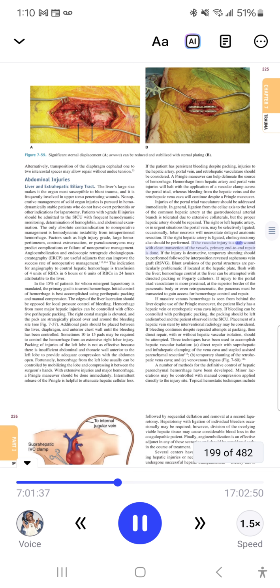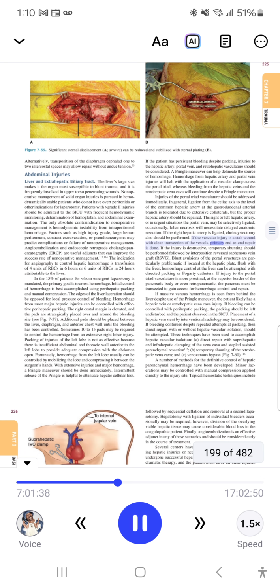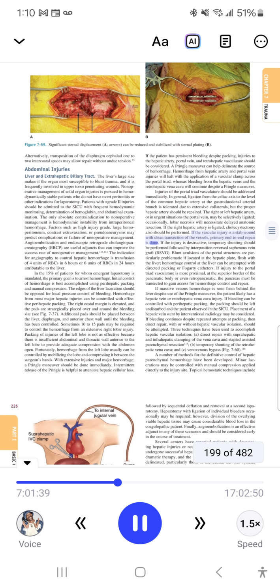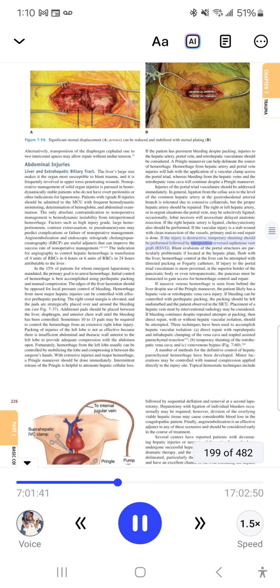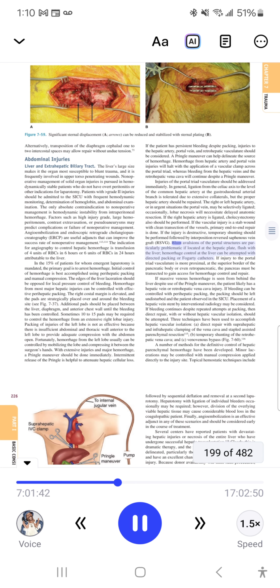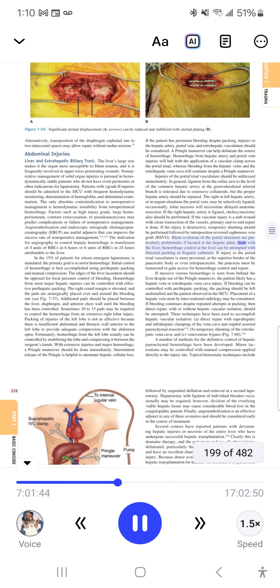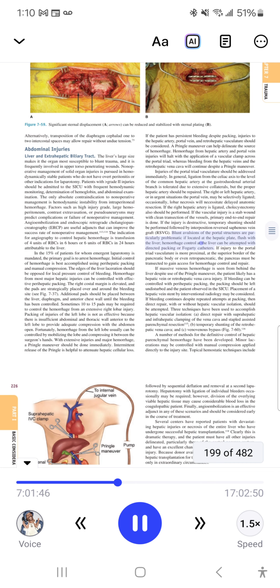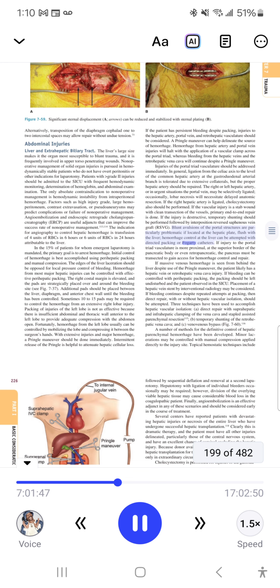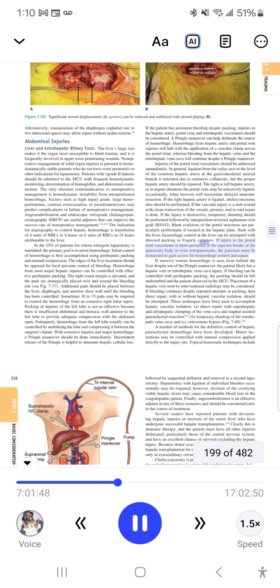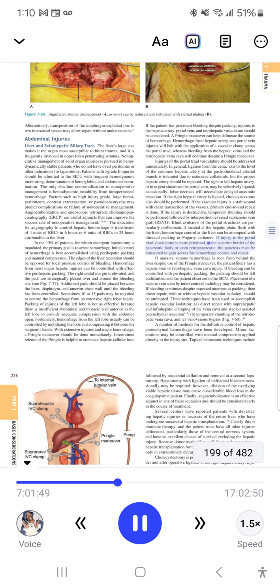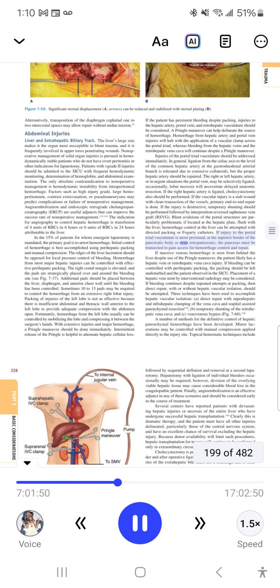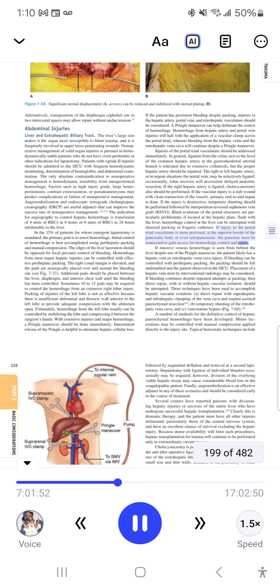If the vascular injury is a stab wound with clean transection of the vessels, primary end repair is done. If the injury is destructive, temporary shunting should be performed followed by interposition reverse saphenous vein graft, or SVG. Blunt avulsions of the portal structures are particularly problematic if located at the hepatic plate, flush with the liver. Hemorrhage control at the liver can be attempted with directed packing or Fogarty catheters. If injury to the portal triad vasculature is more proximal, at the superior border of the pancreatic body or even retropancreatic, the pancreas must be transected to gain access for hemorrhage control and repair.